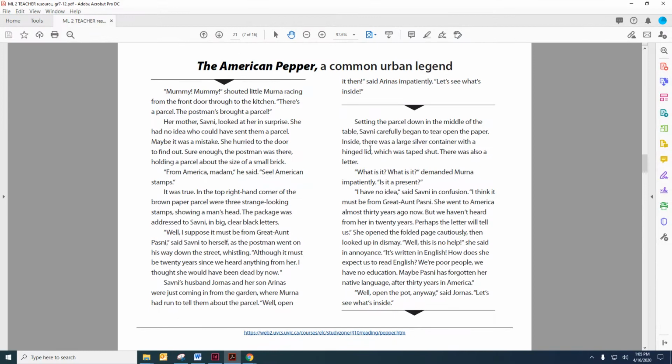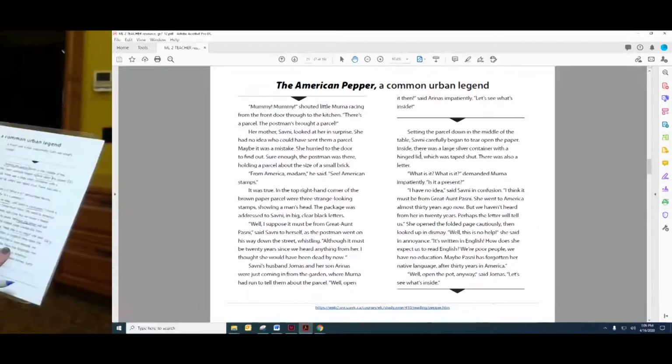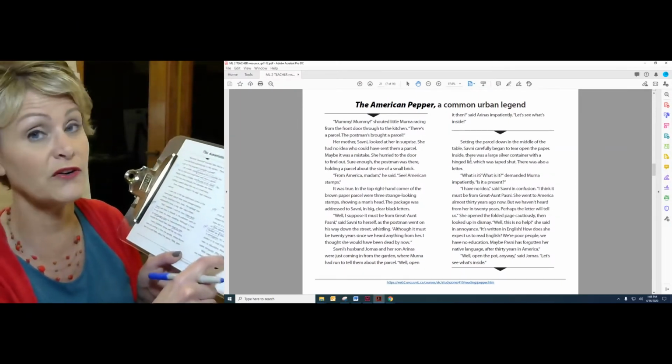Okay. It's written in English. How does she expect us to read English? We're poor. We have no education. Maybe Posney's forgotten her native language after 30 years in America. Okay. Come on. Some of that is good. We're learning more about Savni.